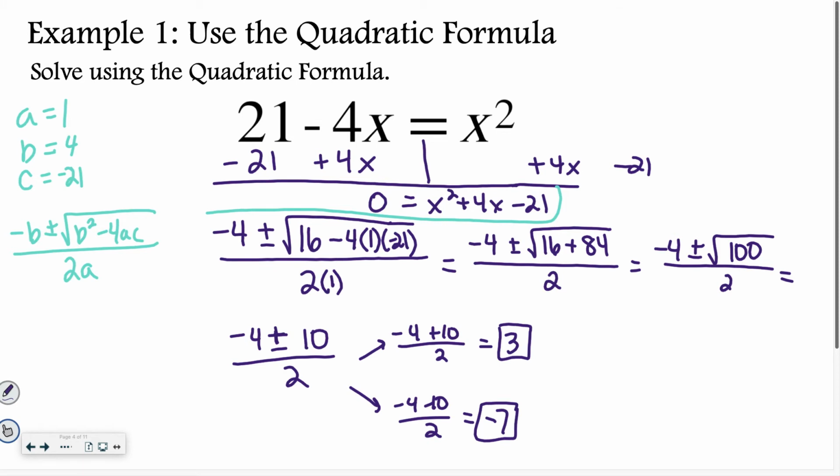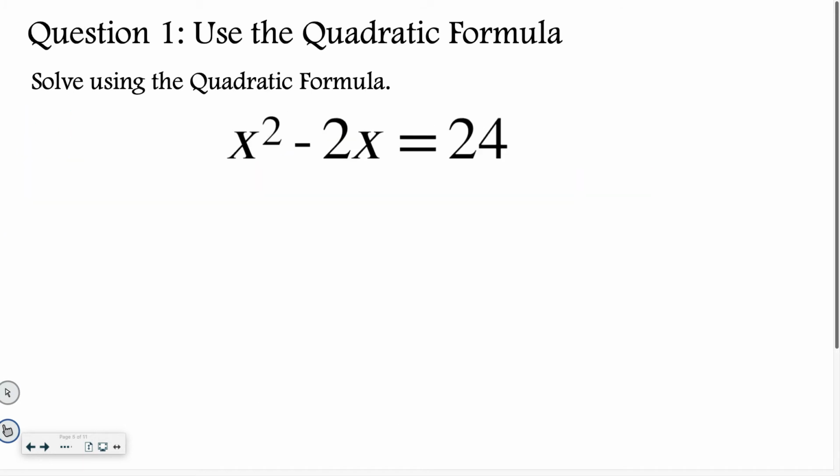I don't leave it at this stage, and the reason I don't leave it at that stage is because there's no square root left. If there's no square root left, you have to continue on until you have the nice final answers, okay? All right, now I want you to solve this one on your own. Good luck.